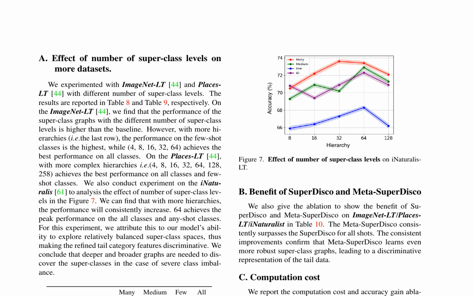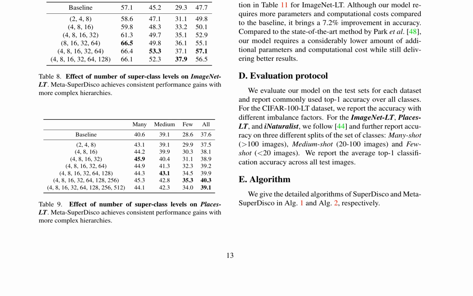The computation cost and accuracy gain ablation for ImageNet LT reveal that, although the proposed model requires more parameters and computational costs compared to the baseline, it brings a significant 7.2% improvement in accuracy. Compared to the state-of-the-art method by Park et al., the model requires a lower amount of additional parameters and computational cost while delivering better results.